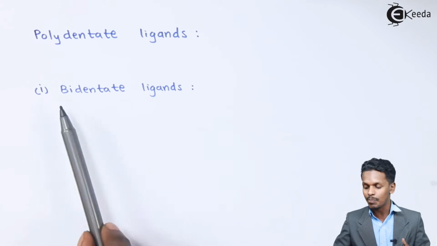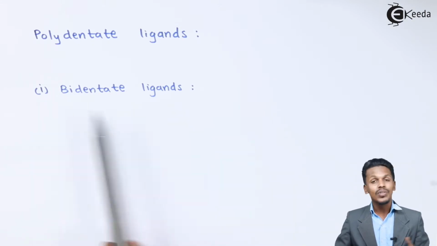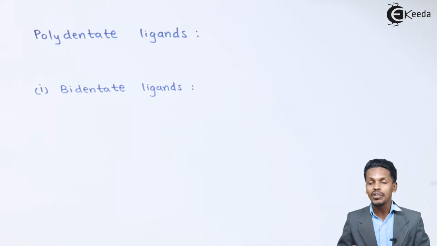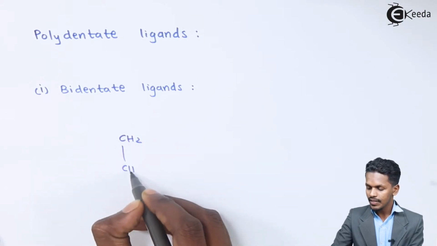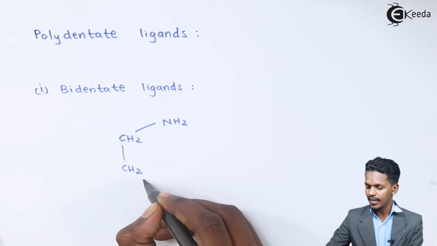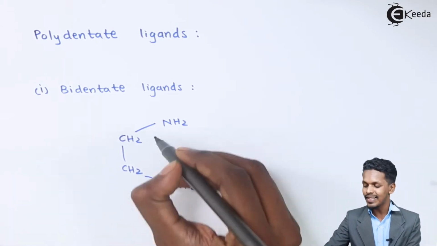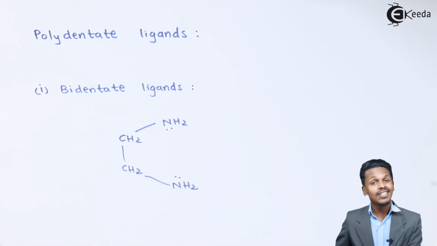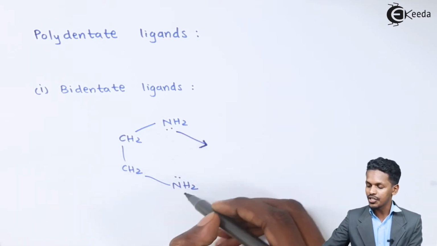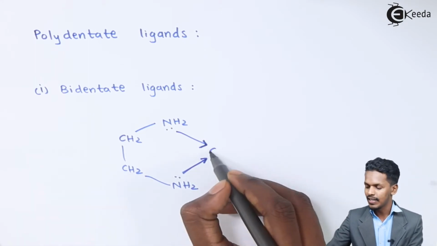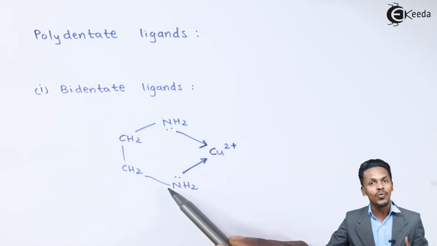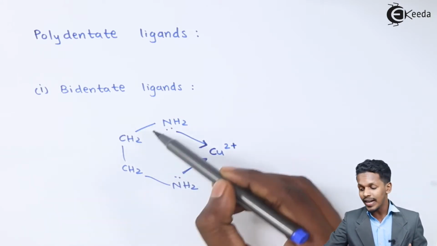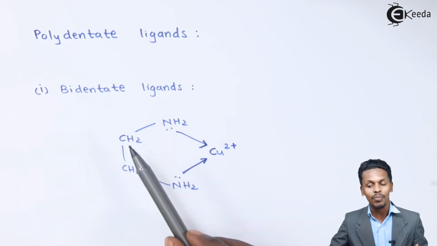Now let us understand the first one, that is bidentate ligands. It is simple to understand: these are the ligands which have two points of attachment, and that's the reason they are known as bidentate ligands. For example, if I'm talking about ethylene diamine, the structure is CH2, here it is NH2 and here it is NH2. This is known as ethylene diamine. As we understand, the nitrogen consists of a lone pair of electrons, and that's the reason it can take part in the formation of a coordinate covalent bond with the central atom. Suppose in this case it is Cu2+. So this is a ligand which has two points of attachment, or we could say there are two donor atoms in the same ligand, and that's the reason these ligands are called bidentate ligands.